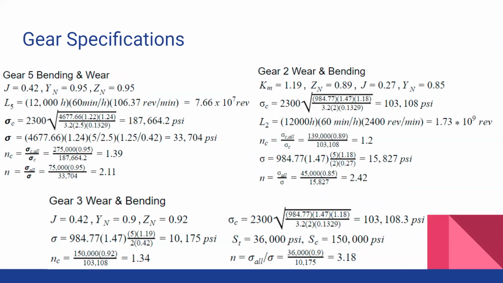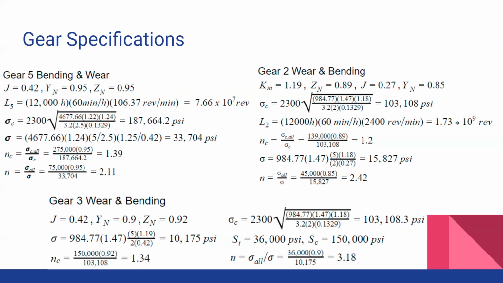Moving on to gear 5, we use figures 14.6 to find geometry factor J, and figures 14.14 and 14.15 to find the stress cycle factors. From there, we found that the contact stress is about 187 kpsi and a bending stress of 33 kpsi. From there, we found that the factor of safety from contact stress is 1.39, and the factor of safety due to bending is 2.1.